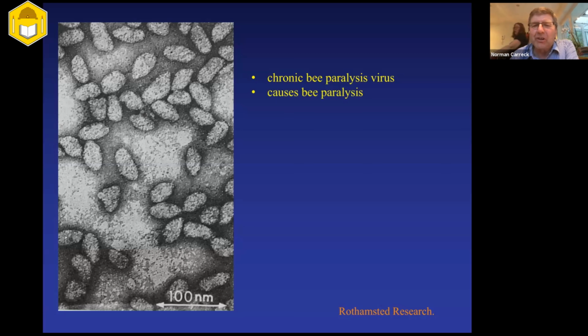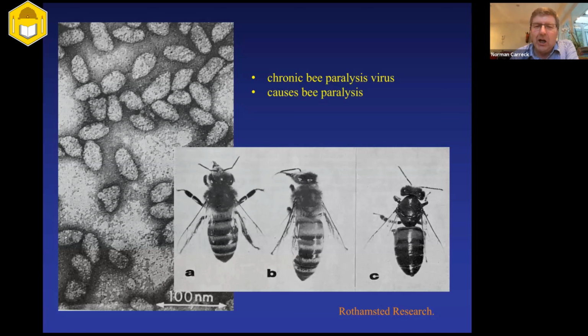This virus causes a condition called bee paralysis, which has actually been known about for a very long time indeed. Aristotle describes paralyzed bees, which may well have been caused by chronic bee paralysis virus a very long time ago. But more than 100 years ago, it caused considerable problems. And this is a very old picture from Rothamsted showing the symptoms of chronic bee paralysis virus.